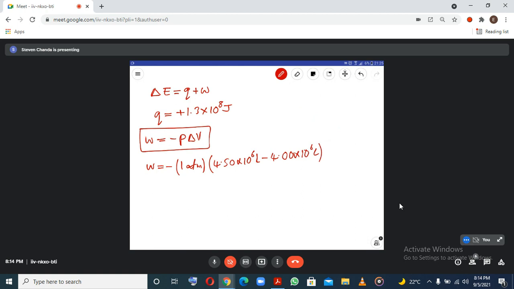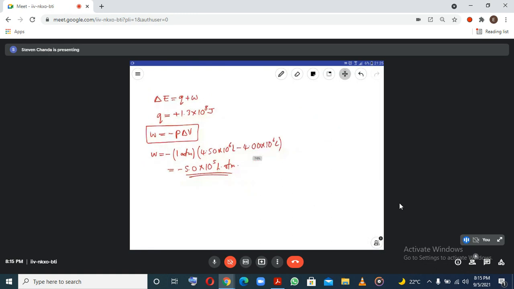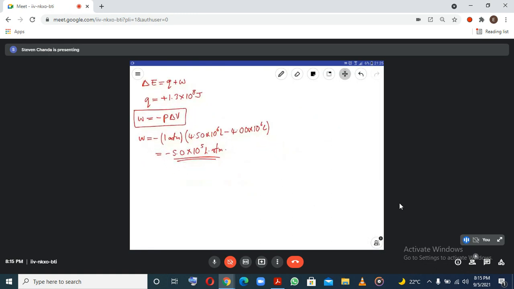So then you're going to find your answer to be negative. This makes sense because the gas is expanding and the work is negative. When something expands, like in a vehicle, the gases expand, and that's what moves the pistons so the car is able to move, right? So the work is negative because the system is losing energy.